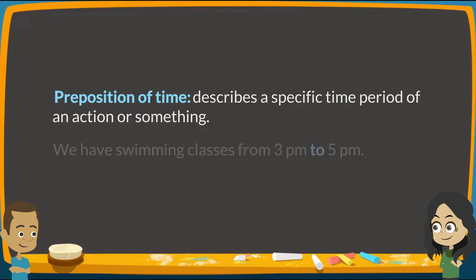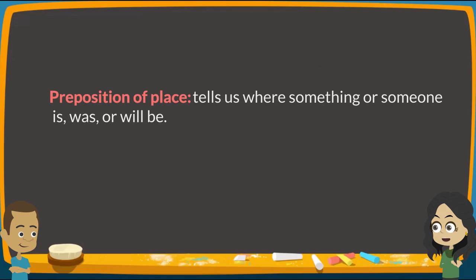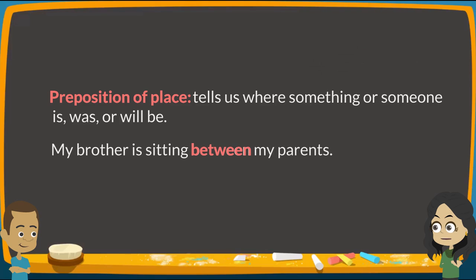Prepositions of time describe a specific time period or an action or something. For example, we have swimming classes from 3 p.m. to 5 p.m. Prepositions of place tell us where something or someone is, was, or will be. For example, my brother is sitting between my parents.